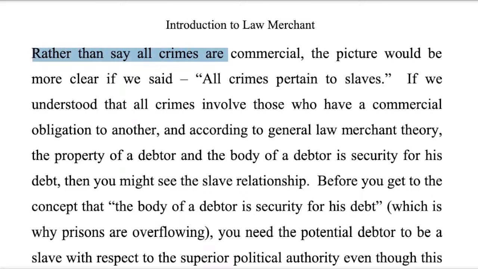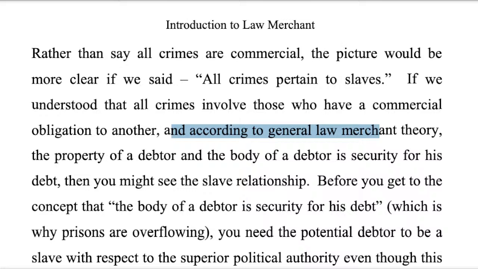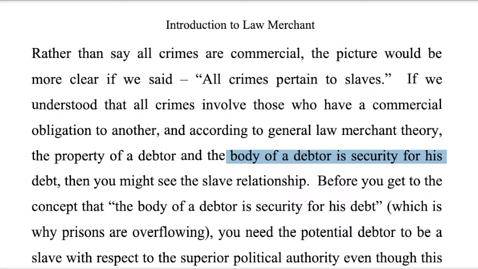Rather than say all crimes are commercial, the picture would be more clear if we said all crimes pertain to slaves. Whoa. If we understood that all crimes involve those who have a commercial obligation to another, and according to general law merchant theory, the property of a debtor and the body of a debtor is security for his debt, then you might see the slave relationship.